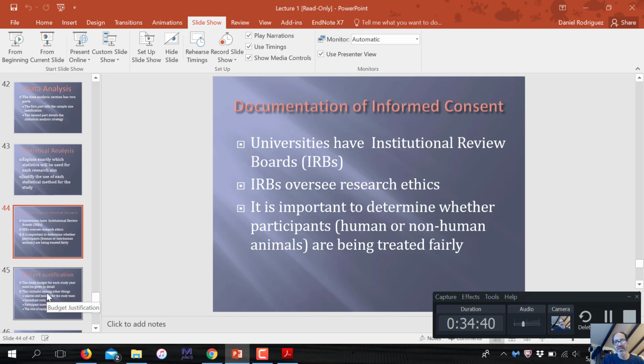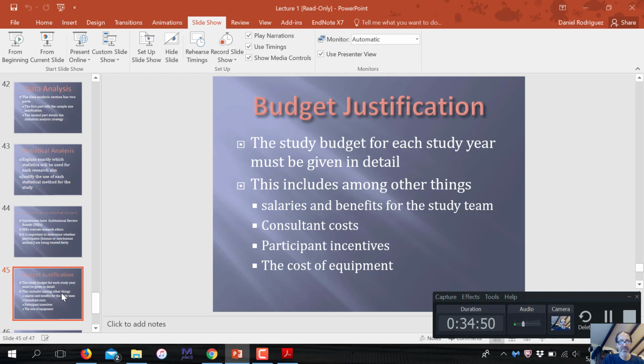Like if say I'm doing a linear regression analysis, here's my predictors, here's my outcome, I'm going to check it for the assumptions, boom, that's it. But if I'm doing something like structural equation modeling, then I have to spend more time explaining what's going on. I already discussed the IRB a little bit. And I'll talk a little bit about budget justifications. Everything in your budget has to be justified.